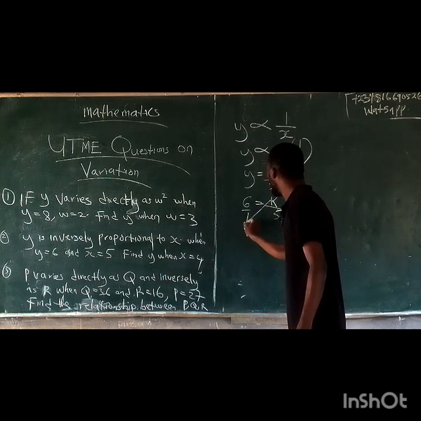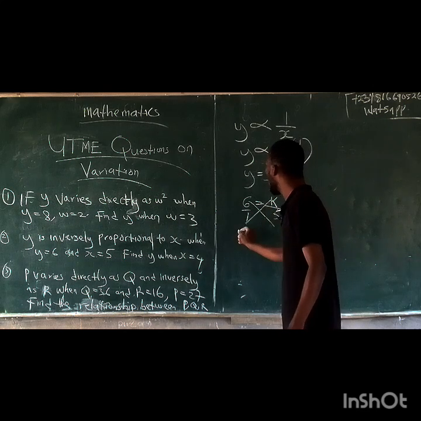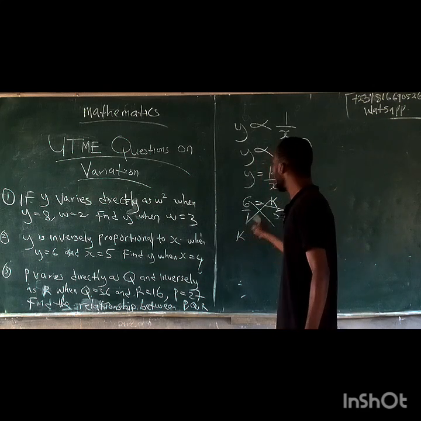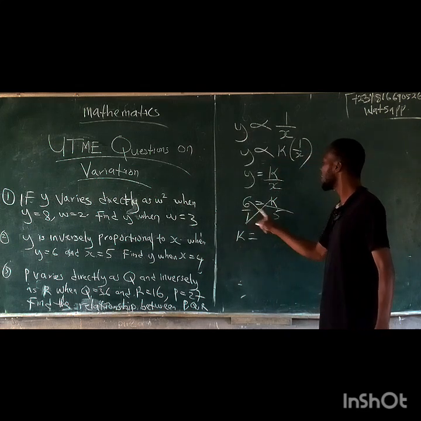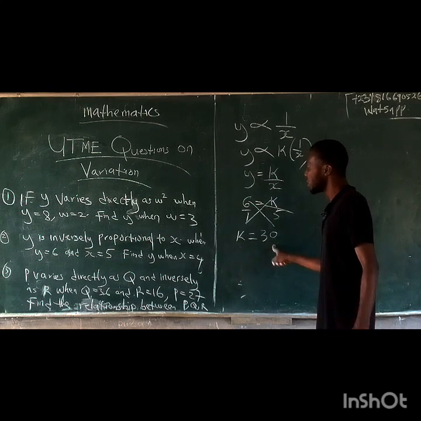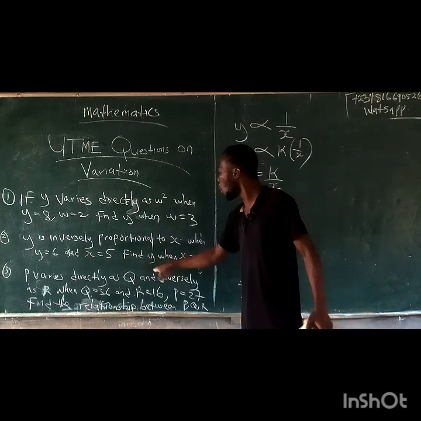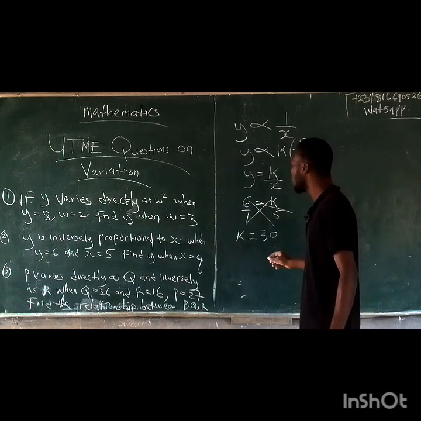Now you cross multiply. Now this one we can multiply this k. So 1 times k, I'm going to have what? K. Then 6 times 5 will give me what? 30. So my constant is what? 30. But the question is find y when x equals 4.